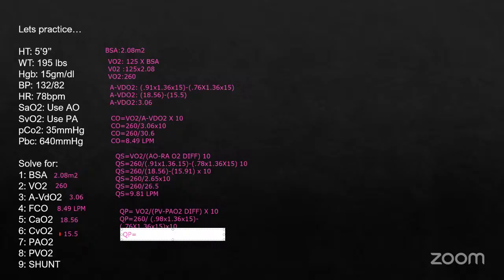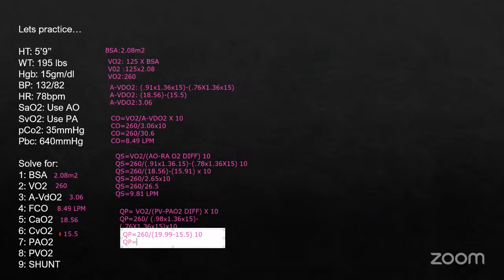QP is going to be equal to 260 divided by... I'm going to go ahead and use my calculator again, plug in the numbers. So it's going to be 0.98 times 1.36 times 15. So my first number is going to be 19.99, which I had already calculated on my other calculator. I thought it was 19.91, but I think I made a mistake here, because this is PV. 19.99 minus, let me do a formula bracket, the result for PA, which is 0.76 times 1.36 times 15, which is my hemoglobin. So it's going to be 15.5. And all this, I'm going to multiply by 10.